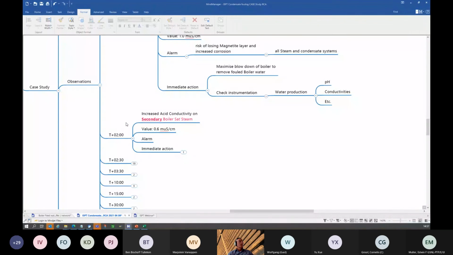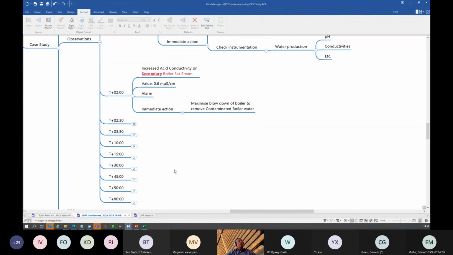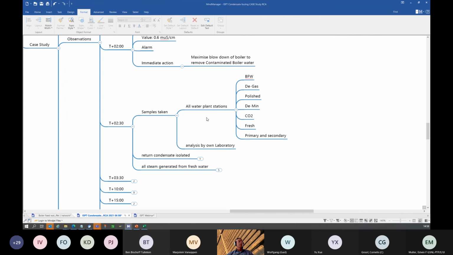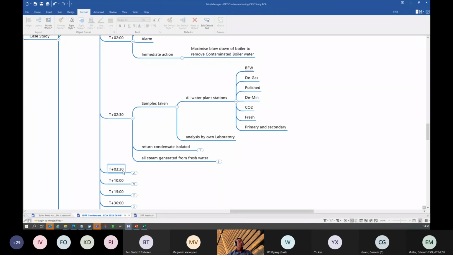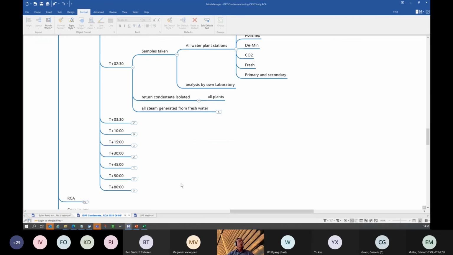Two hours later, the secondary boiler system also had high acid conductivity. The value was not as high as on the first boiler system, but still it was higher. So the second one also went to high blowdown. That means, of course, if you go to high blowdown, you have a lot of energy increase in your boiler burners because you get colder water there. Thirty minutes later, we decided that we wanted analysis of all plant water stations, done by our own laboratory. The expectation was that we would have information back in an hour. And we started to isolate the condensate from all plants, which means that we lost a lot of water, and the water production plant had to increase its production.